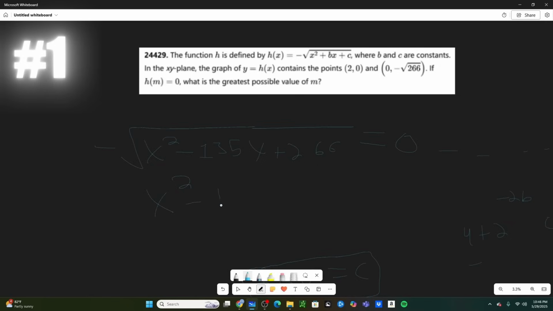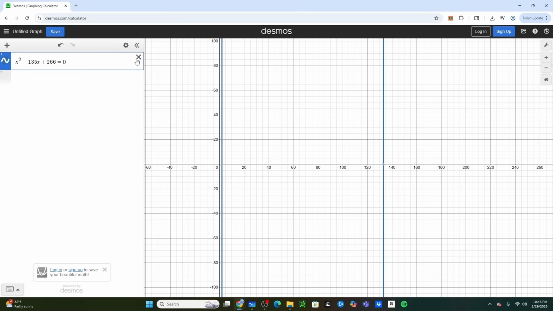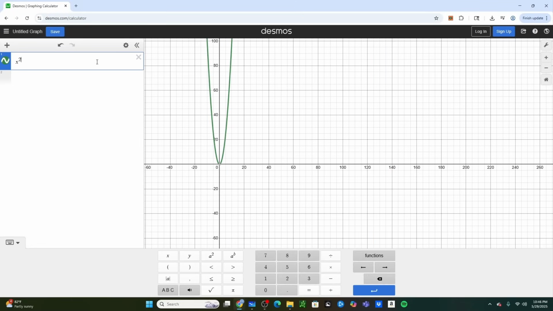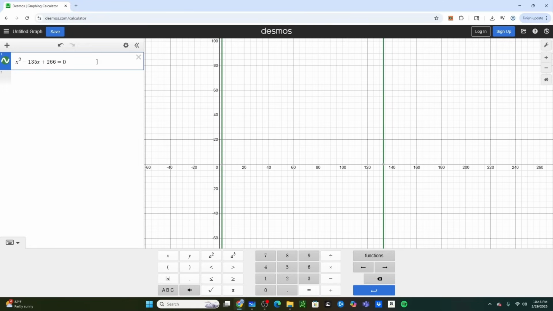We're going to get x squared minus 135x plus 266 is equal to 0. It's pretty obvious now that we need to factor and solve for the values of x. So let's use Desmos to do this because it's way easier than dealing with these big numbers. Looking at Desmos, I already have it put in, but I'll just show you. x squared minus 135x plus 266 is equal to 0.